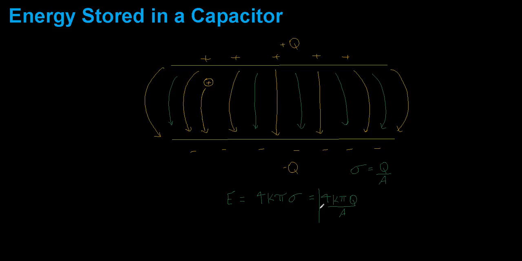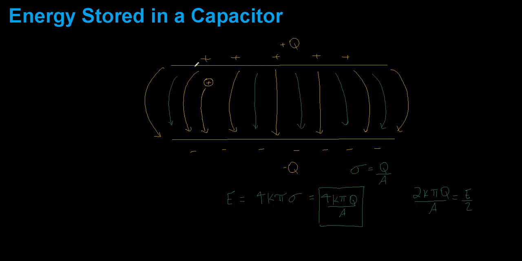Notice that this is the total electric field due to both plates. The electric field due to a single plate is just half of that, so it's 2 k pi q over A, which is equal to the magnitude of the electric field divided by 2. Okay, so now we want to look at the energy. What is the total energy stored in this capacitor, and what does that even mean?